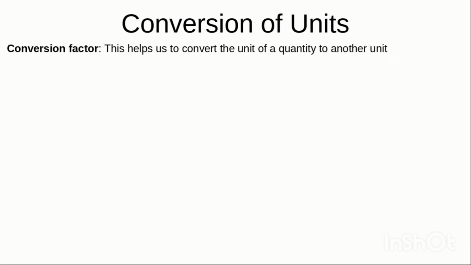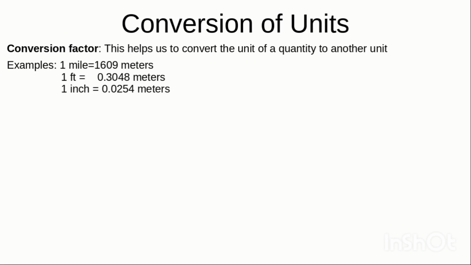Now, this conversion factor helps us to convert the unit of a quantity to another unit. Once we know the conversion factor, then we'll be able to convert any unit from one unit to another. So let's take a typical example. This is a typical example of a conversion factor, and we have it as 1 mile is equal to 1,609 meters. We also have 1 foot is equal to 0.3048 meters. We also have 1 inch converted to meters. We have 1 revolution is converted to 2 pi rad. We also have 1 hour is equal to 3,600 seconds, and so on and so forth.